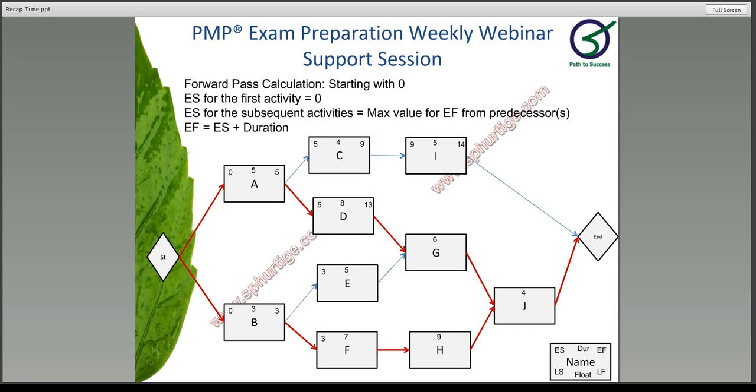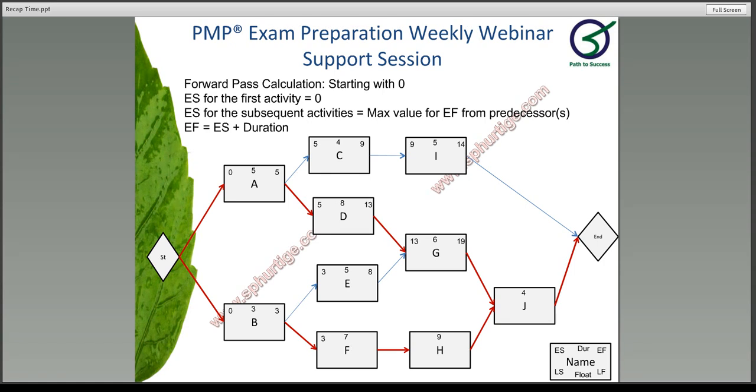We are going to just move on. E is starting on the 3rd and it takes 5 days. So it's finishing on the 8th. Now comparing 13 and 8. D is finishing on the 13th and E is finishing on the 8th. Which means that activity G can start only after the 13th because that's the maximum value you are taking. And G is taking 6 days to complete. So the early finish is going to be 19 days.